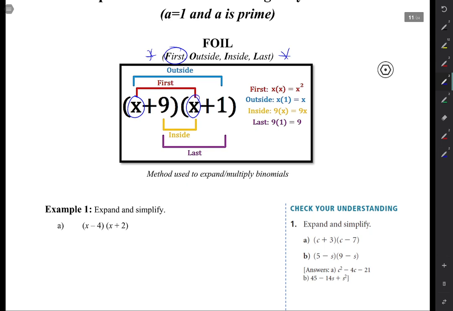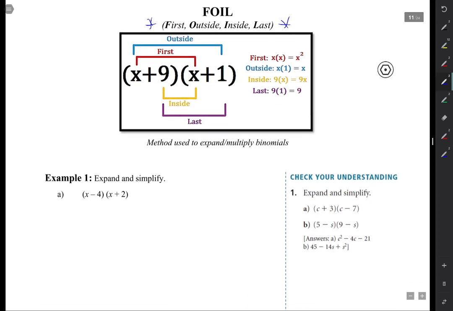Then we look at the two terms on the outside of each set of brackets. So the outside ones would be the x here and the 1 over here, and we multiply those two. Then we look at the inside terms, which would be the 9 and the x, and we multiply those two together. And finally, we look at the last terms. That would be the 9 and the 1, and we would multiply those two. So let's just hop into an example, and you'll see right away how this works.